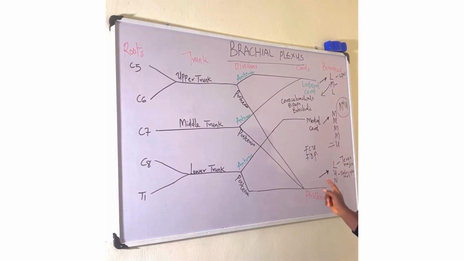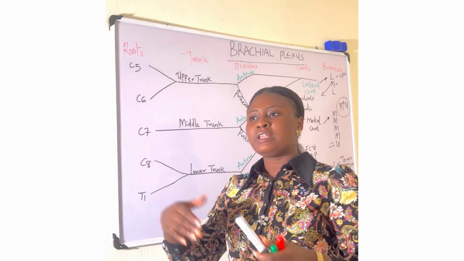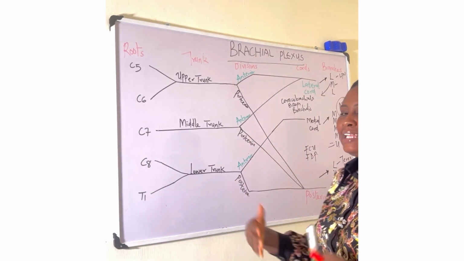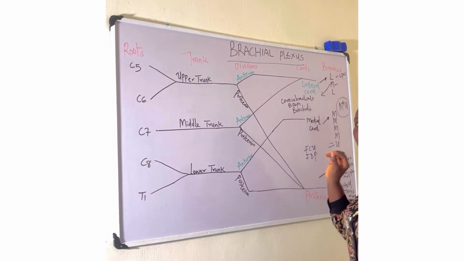Now let's go back to the next one, which is the axillary nerve. This nerve supplies the deltoid and the teres minor muscle. Now the next one is the radial nerve. This nerve supplies the muscles of the posterior compartment, or you can say the back of the forearm. So these are the branches that are coming from the cords.